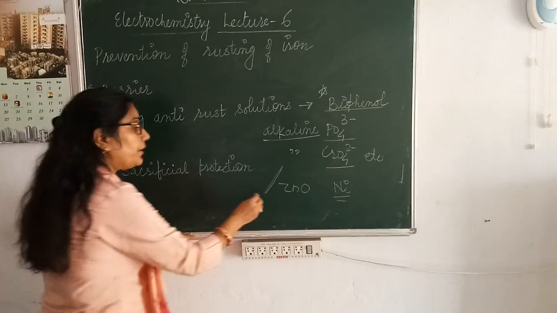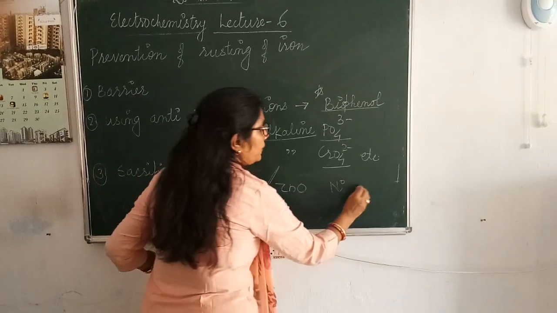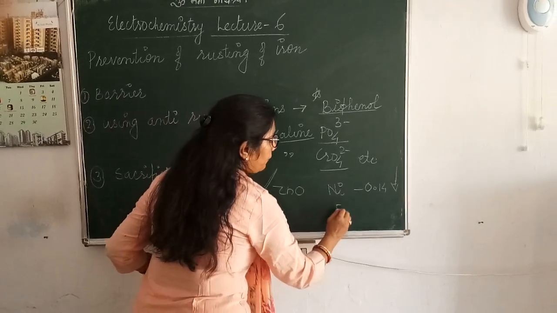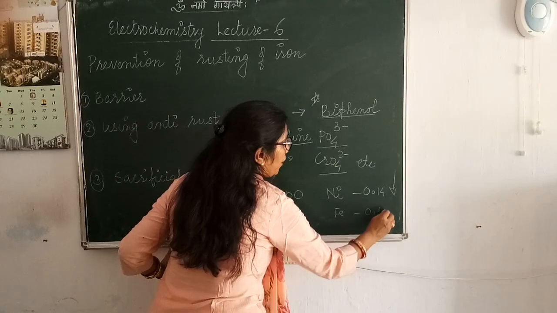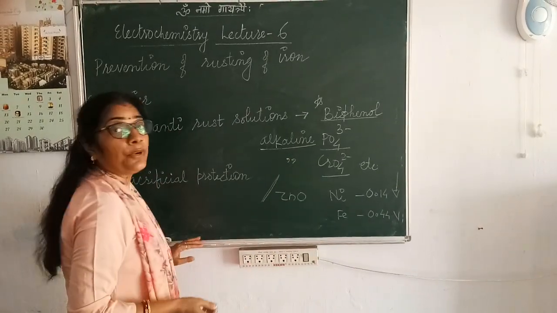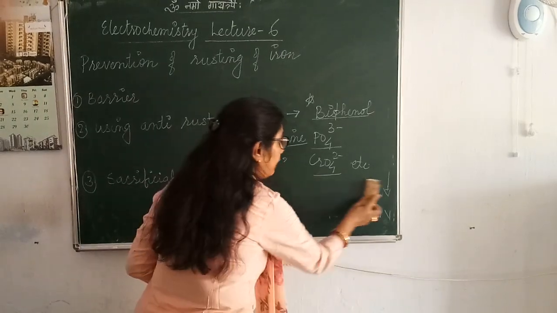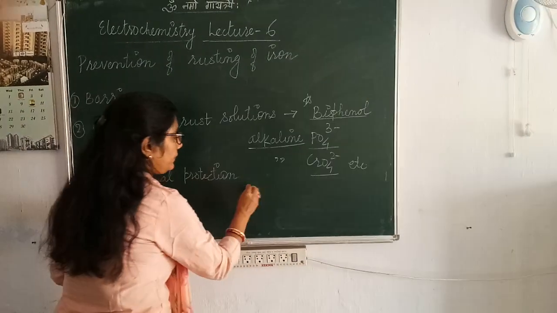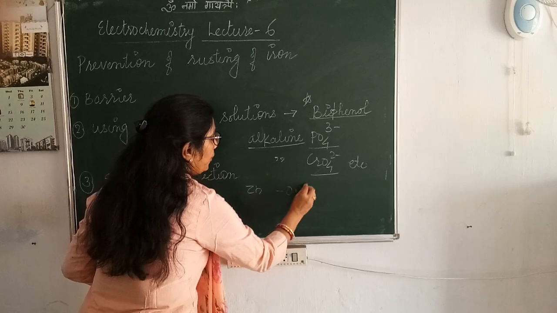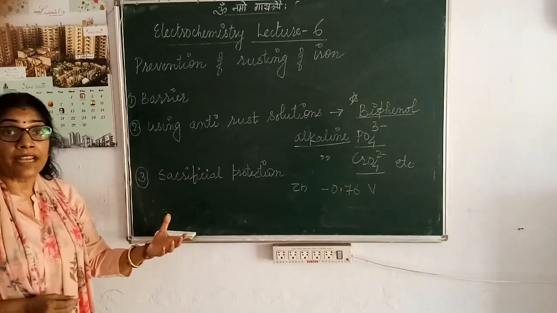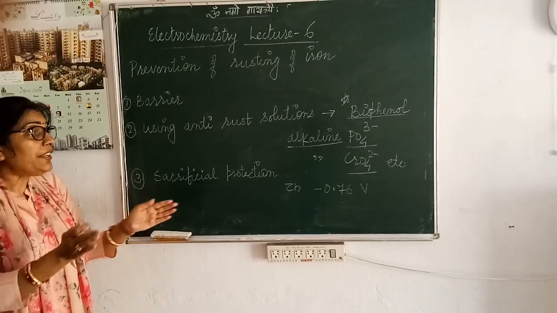The reduction potential of nickel is minus 0.14 volt, and that of iron is minus 0.44 volt. So naturally you can see that iron is more reactive than nickel. And if you consider zinc, its reduction potential is minus 0.76 volt. So zinc is more reactive. Don't think that it is contradictory.